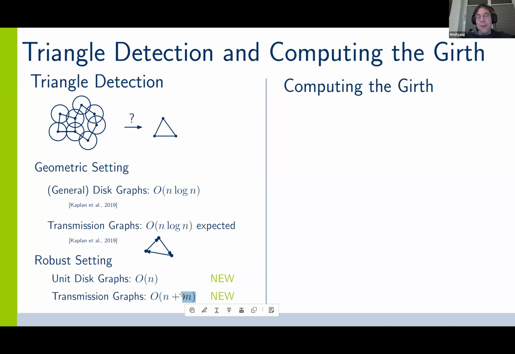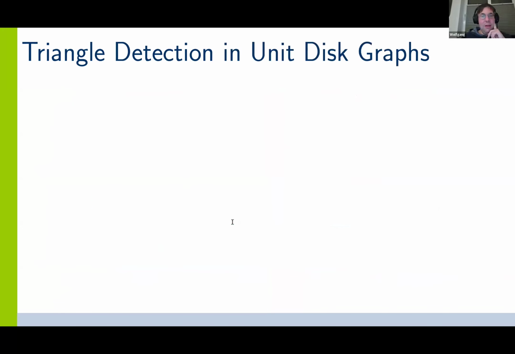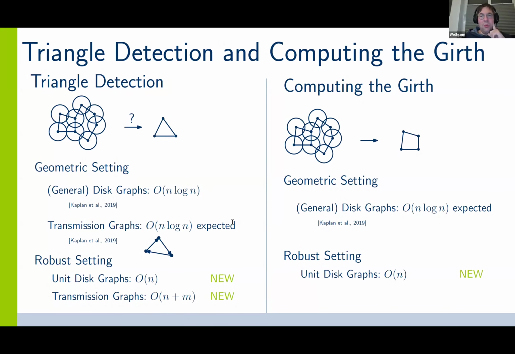So I don't know how to avoid the number of edges. The algorithm for a unit disk graph does not need to look at all the edges, but for transmission graphs, I don't know how to avoid looking at all the edges. And computing the girth, we know for general disk graphs, I showed you that this can be done in n log n time. And in the robust setting, I will show you that computing the girth for unit disk graphs takes linear time. And yeah, that's all that I wanted to show you today.